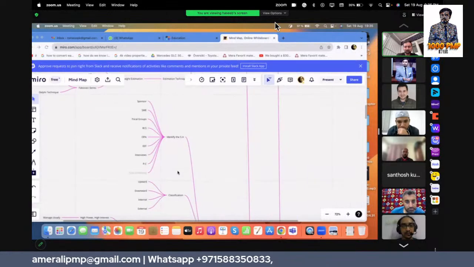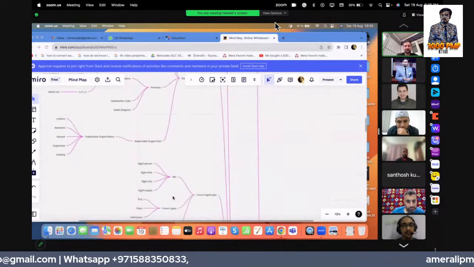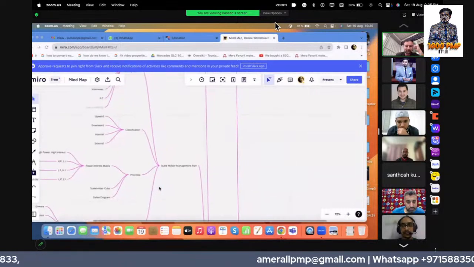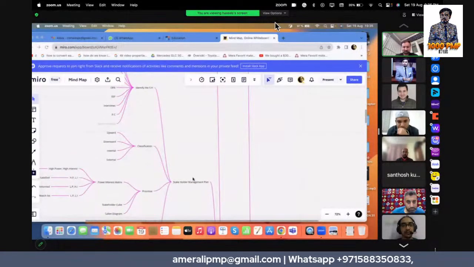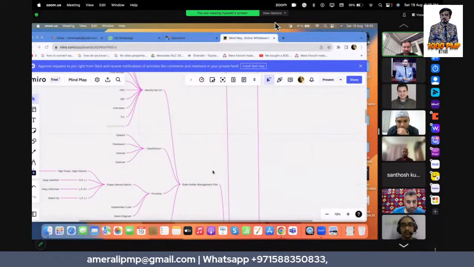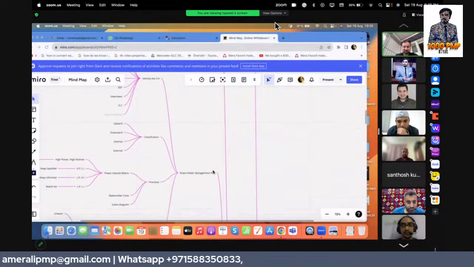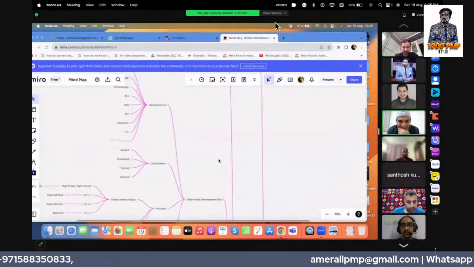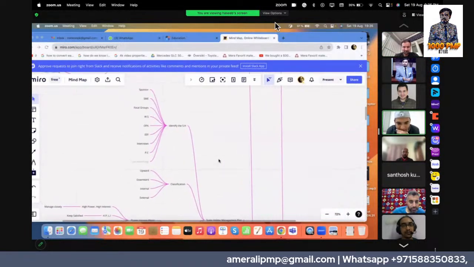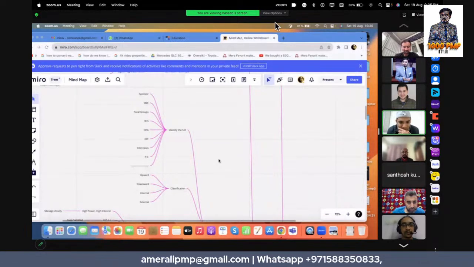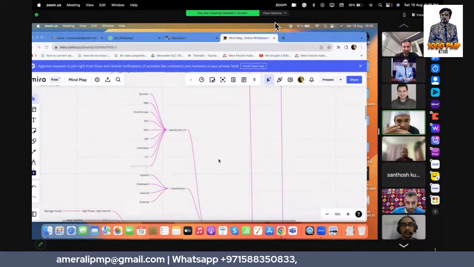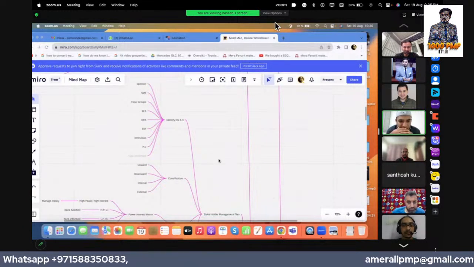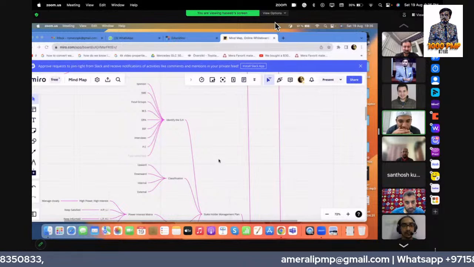Then we go to the stakeholder management plan. In the stakeholder management plan, we have practices like stakeholder identification. For stakeholder identification, we have sponsor, SME, focus group, workshops, OPA, EEF, interviews, and the PCs.